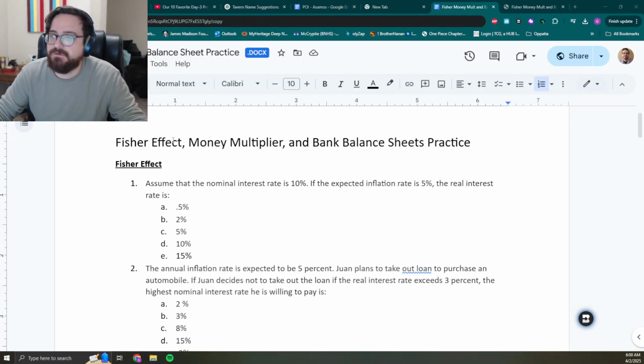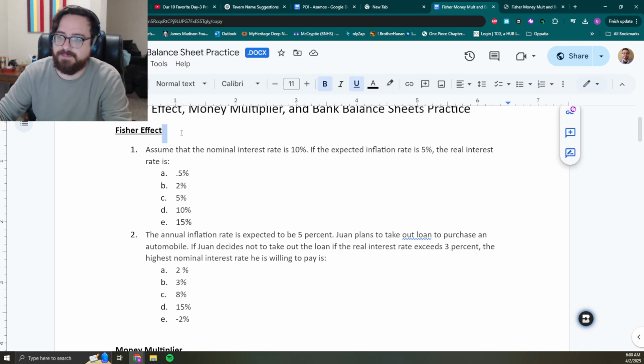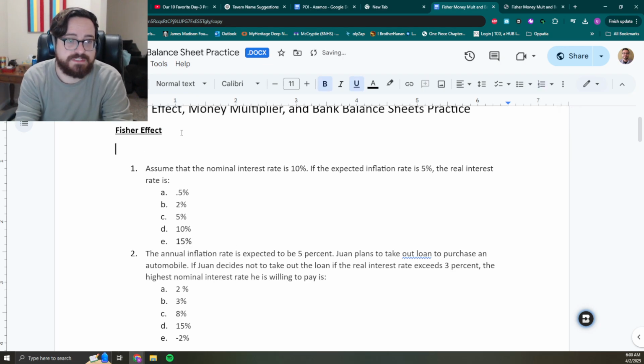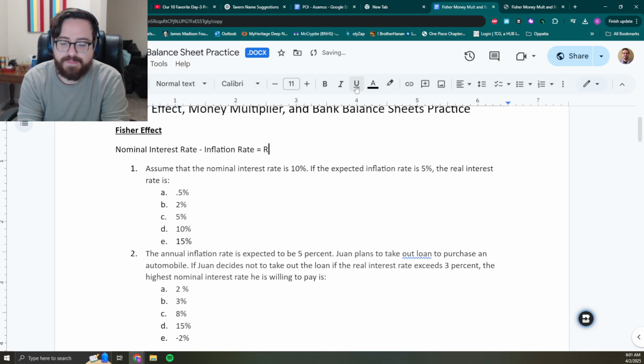All right. So Fisher equation is what I should say, money multiplier and bank balance sheet practice. Okay. Fisher effect first. The Fisher effect is the idea that if you take the nominal interest rate, which is the interest rate you literally agree upon, like with a bank for a loan or on your savings account, like if your savings account says a 0.2% interest rate, that is the nominal, regular interest rate, and you subtract the inflation rate from that number, that will give you what we call the real interest rate.